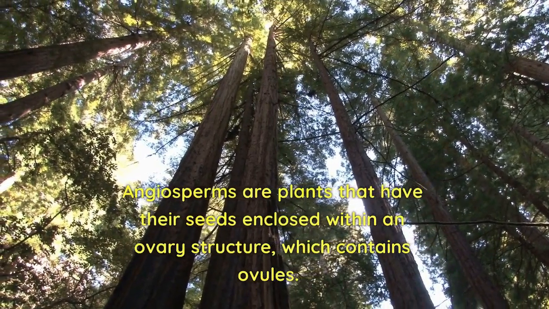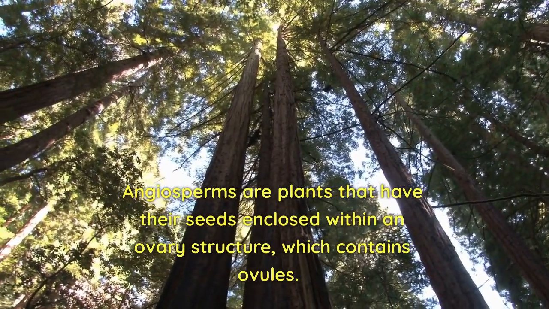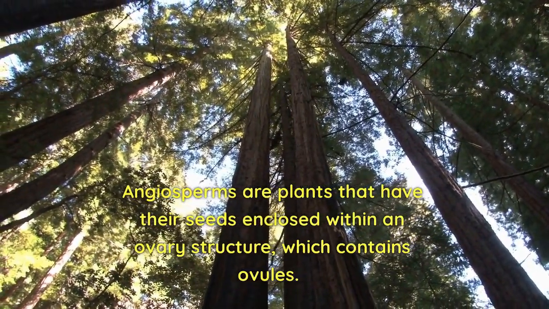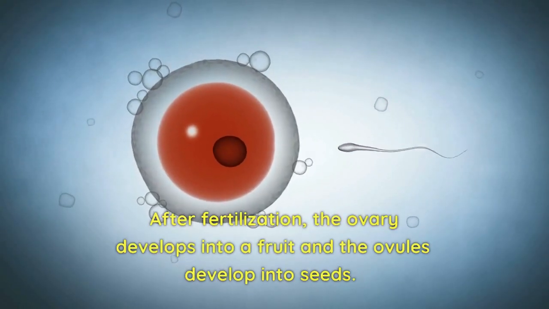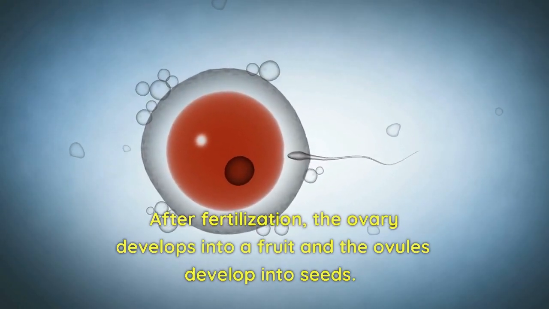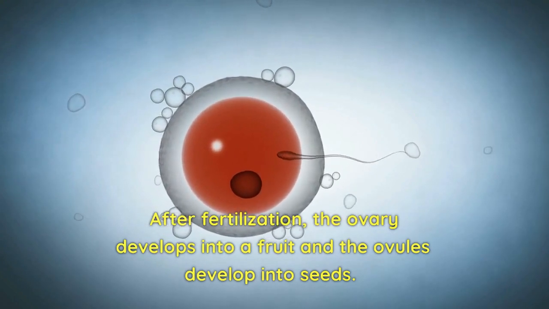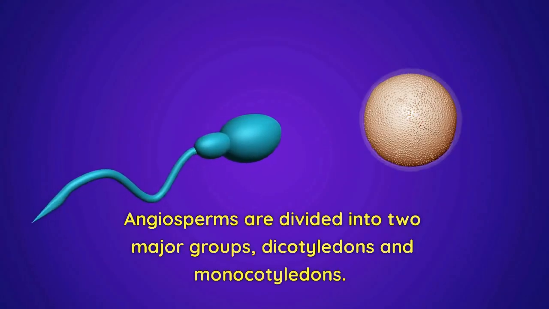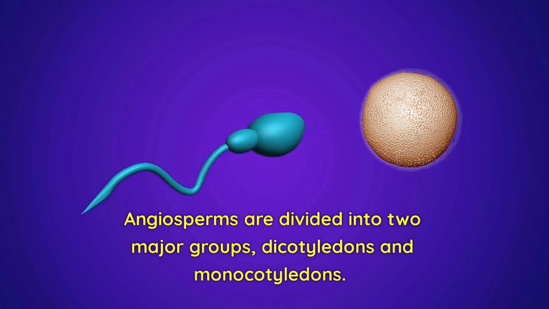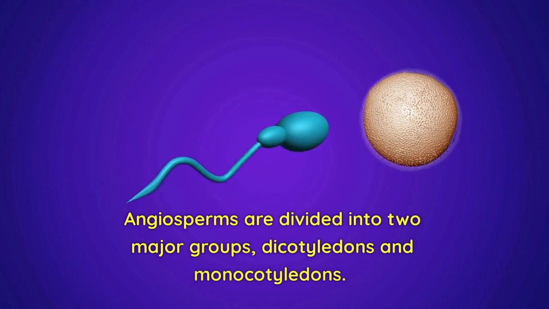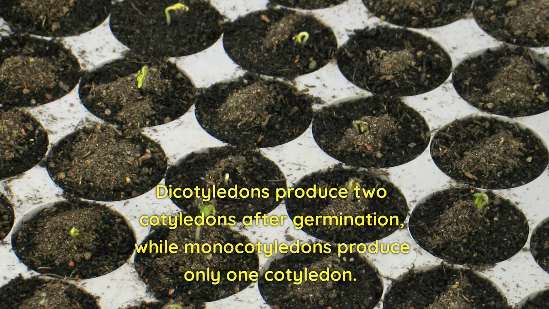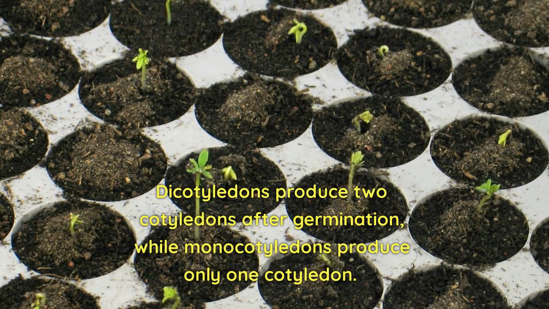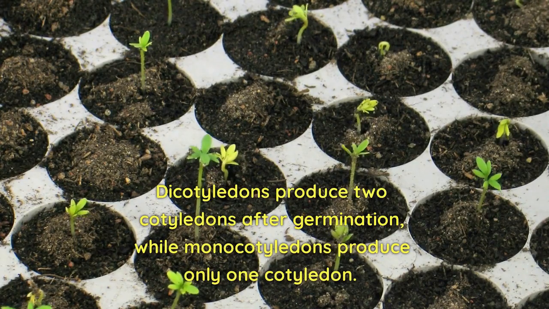Angiosperms are plants that have their seeds enclosed within an ovary structure, which contains ovules. After fertilization, the ovary develops into a fruit and the ovules develop into seeds. Angiosperms are divided into 2 major groups: dicotyledons and monocotyledons. Dicotyledons produce 2 cotyledons after germination, while monocotyledons produce only 1 cotyledon.